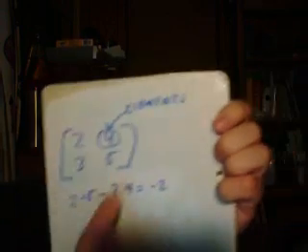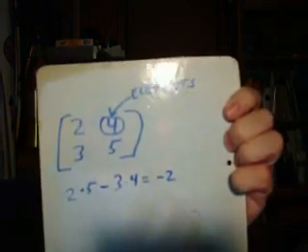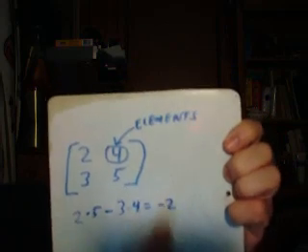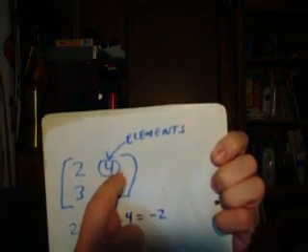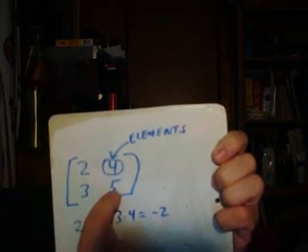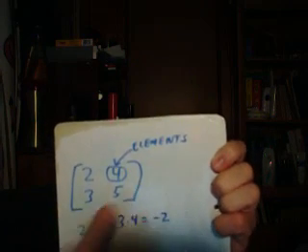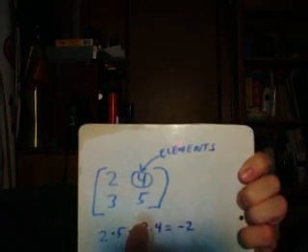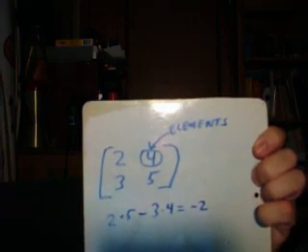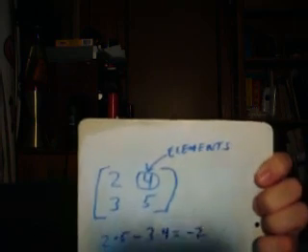each number in a matrix, even though in functions they're numerical coefficients, they're also elements of the matrix. 2 is an element, 4 is an element, 3 is an element, and 5 is an element of this square matrix. Now, how do you know it's a square matrix? Because it has 2 rows and 2 columns. Okay? And you could have 3 rows and 2 columns.